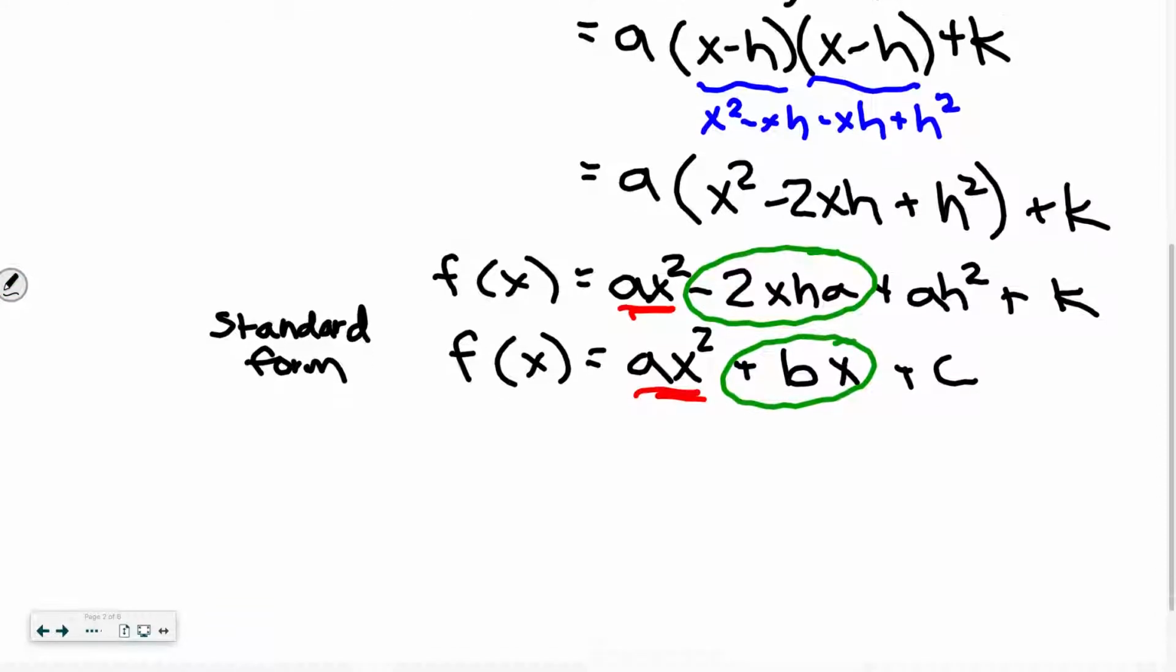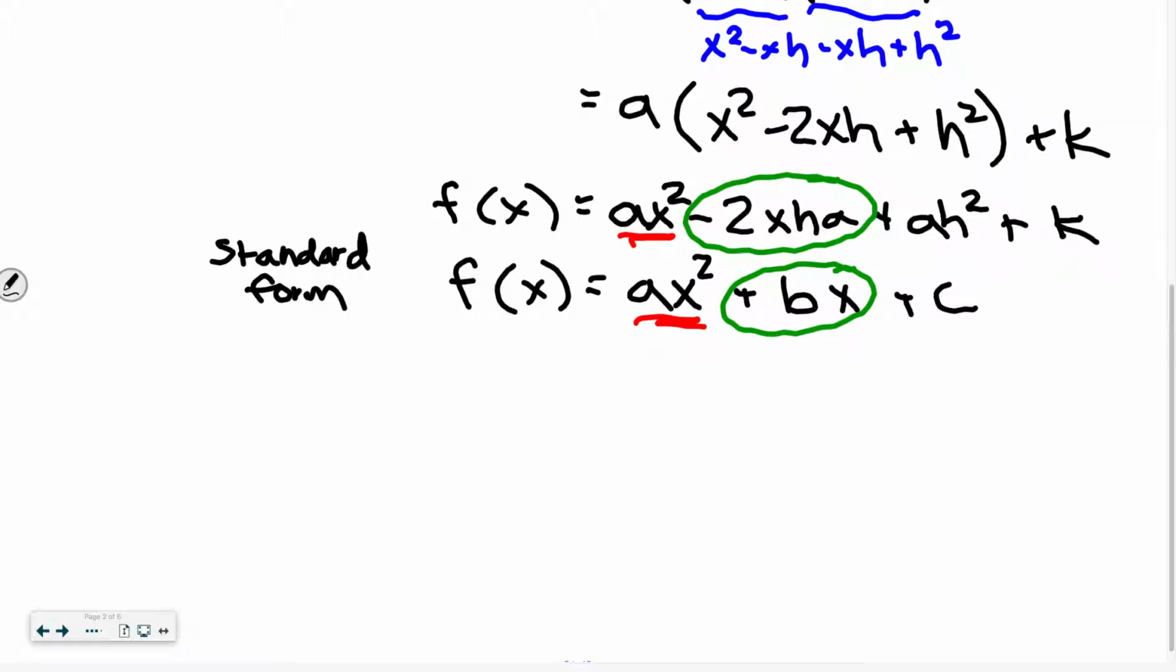Okay, so I'm going to put these two things together in an equation. They're supposed to be the same thing. This is just vertex form expanded, and then it should match up with my standard form. So this is saying that bx is the same thing as negative 2xha. A lot of letters there. But remember, I was sad about standard form because I was missing my h and my k. Now look at the right side of that equation.